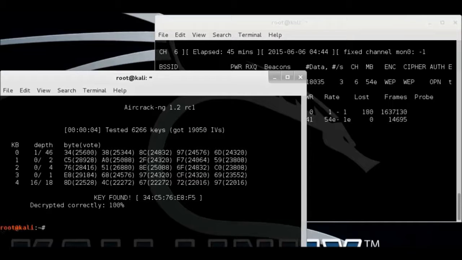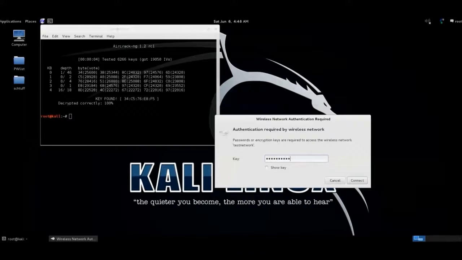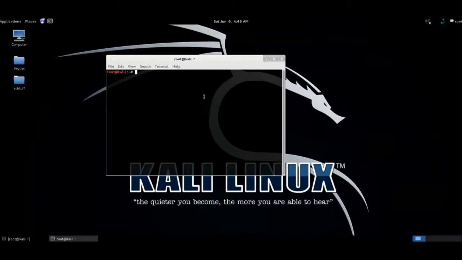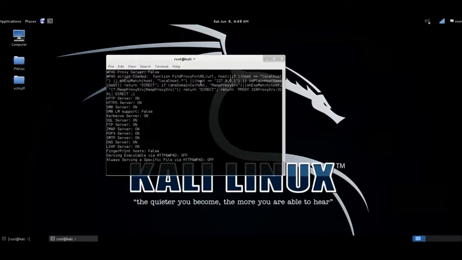Now, as you can see, after 20,000 IVs, we were able to get the network key, so now we need to authenticate with the network. Okay, looks like we got in, so now we want to start Responder so we can start capturing some of the traffic on the network.